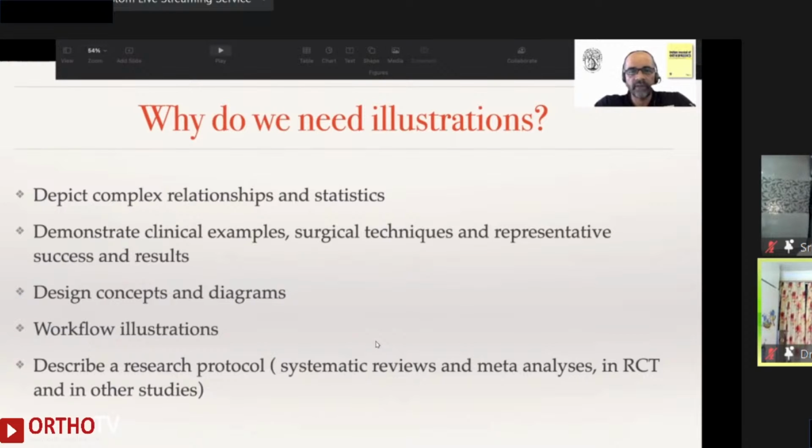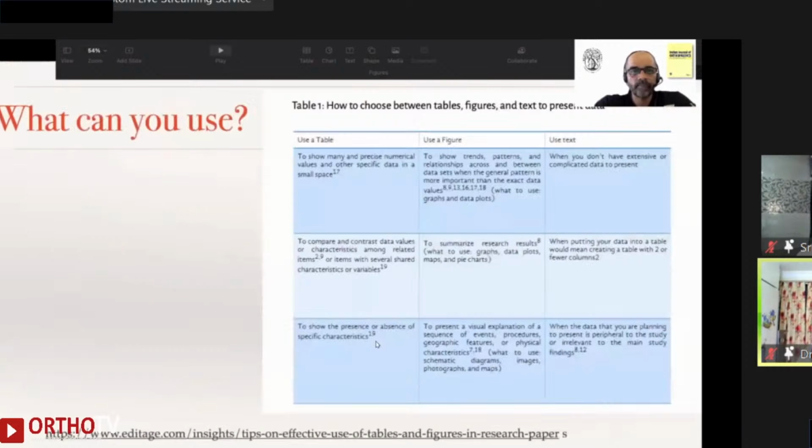It's a single point of reference where we understand how the research has been conducted. So what can you use? You can use tables, you can use figures, and you can use data in other forms. So we use a table mainly for precise numerical values and other specific data. I think Srinivas has already covered it.